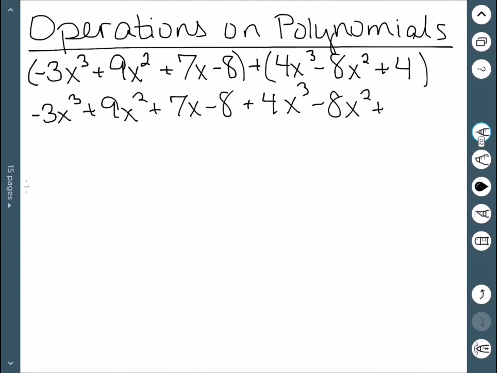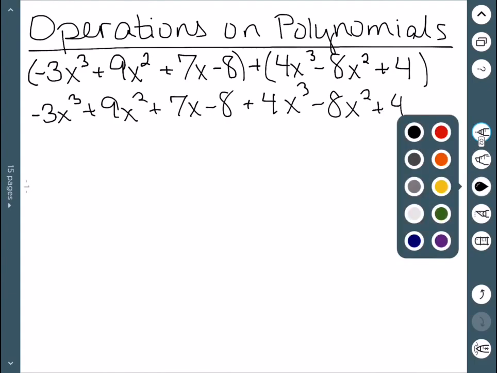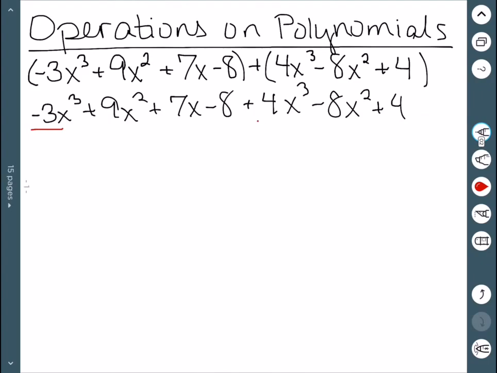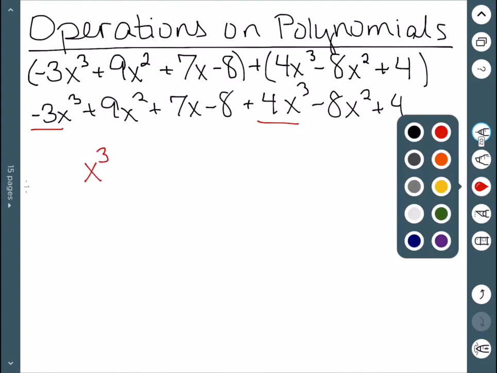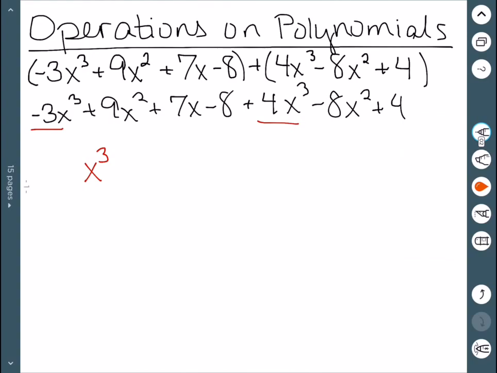So we'll start with the highest exponent, which is a 3. And we have two terms. Negative 3 plus 4 is 1. So we just write this as x cubed. The next one is an x squared. And I have 9 minus 8, which is 1. So plus x squared.